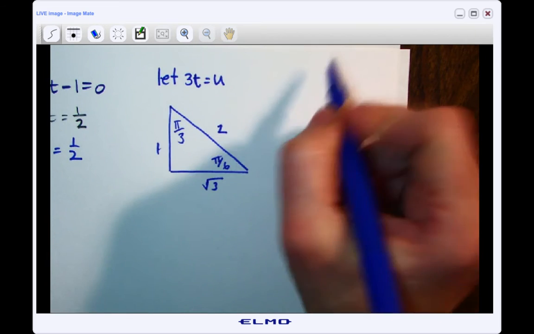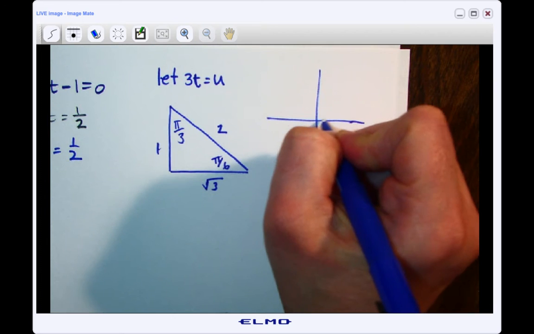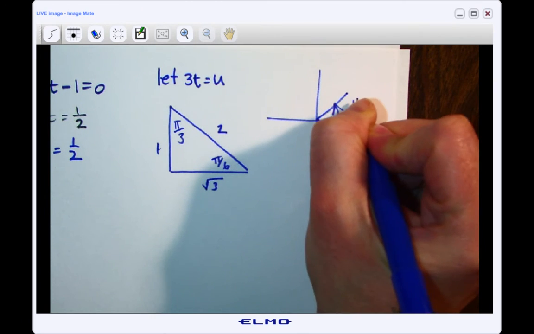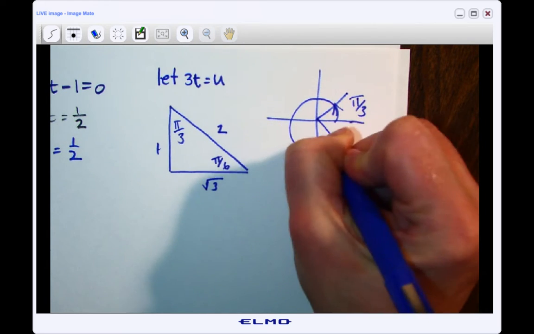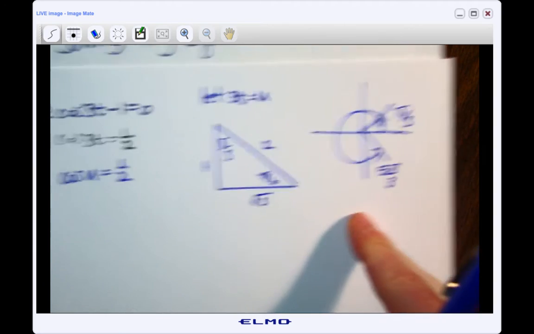What quadrants would I draw it in? Well, in what quadrants is cosine positive? I'm going to draw it in this one and this one. So this one is obviously my pi over 3. And this one is my 5 pi over 3. Those are my two angles, okay?